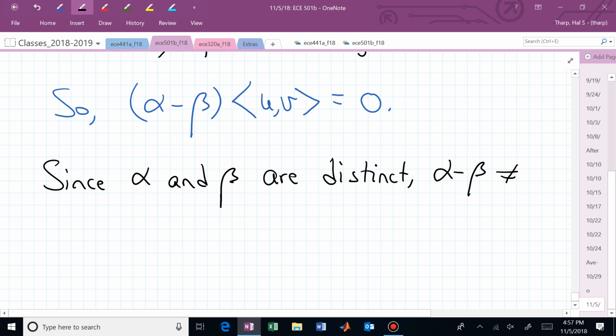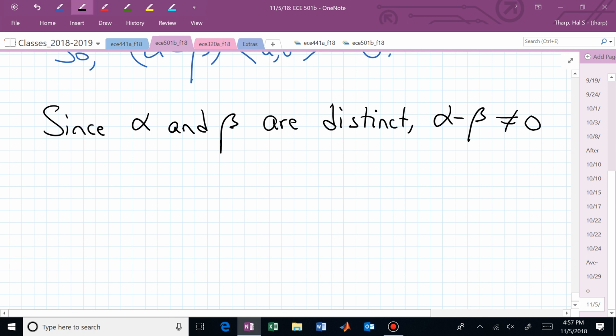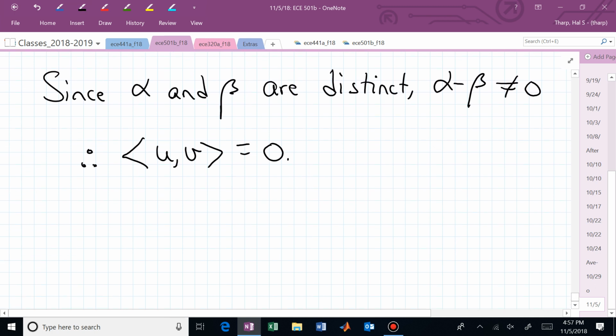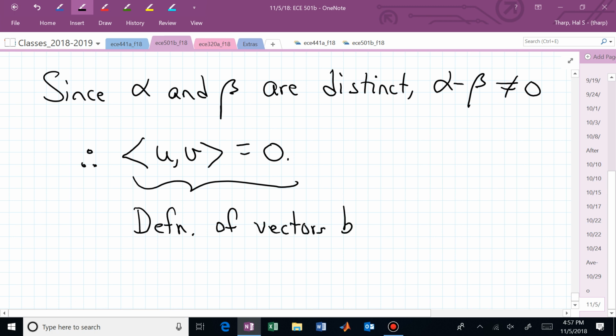Or, since alpha and beta are distinct, alpha minus beta is not equal to 0, so I can divide through by that if I wanted to, or said another way, I can now conclude that the inner product of u and v, which were two eigenvectors of the operator t, are now orthogonal. So this is now the definition of vectors being orthogonal. And we can put a box at the end of that.